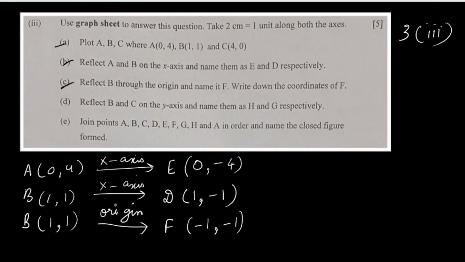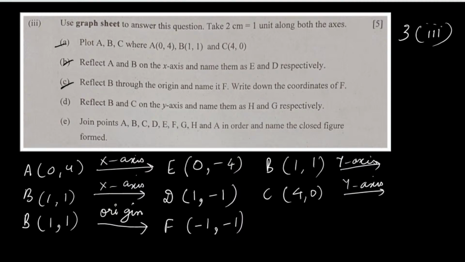So A, B and C are done. Now reflect B and C on the y-axis and name them. Again B and C we have to reflect. B is 1, 1. C is 4, 0. So this we have to reflect on y-axis. So on y-axis, if we are reflecting, what will be the value of coordinates?